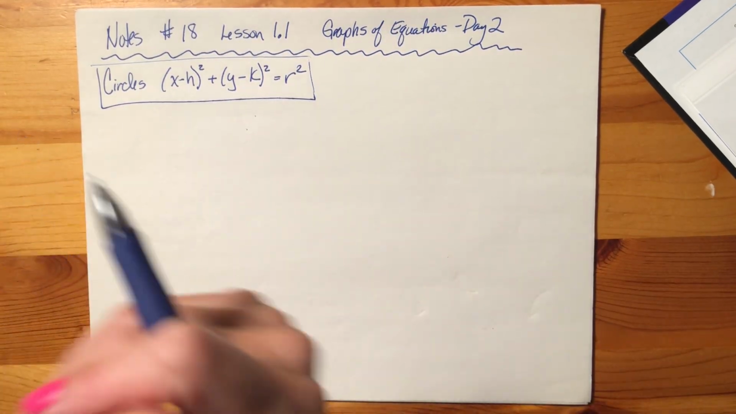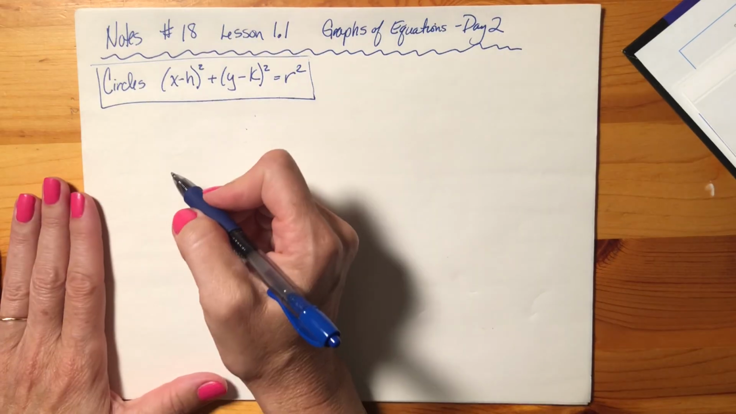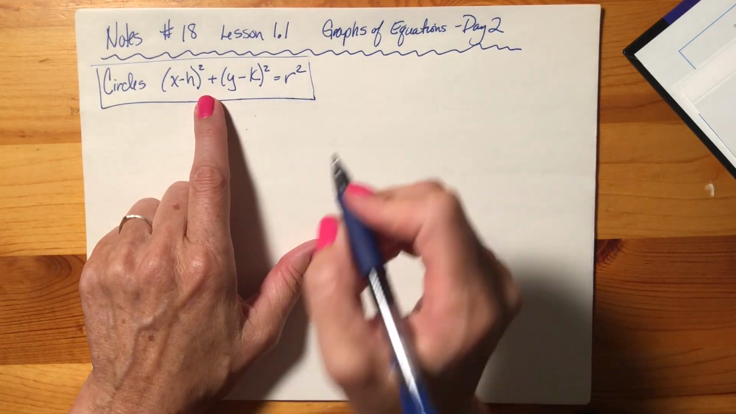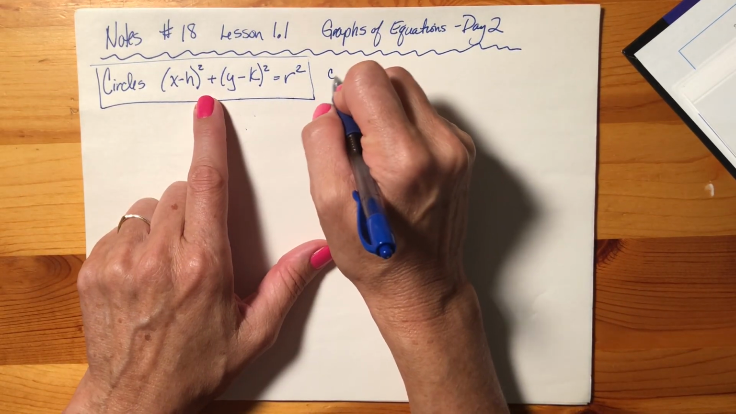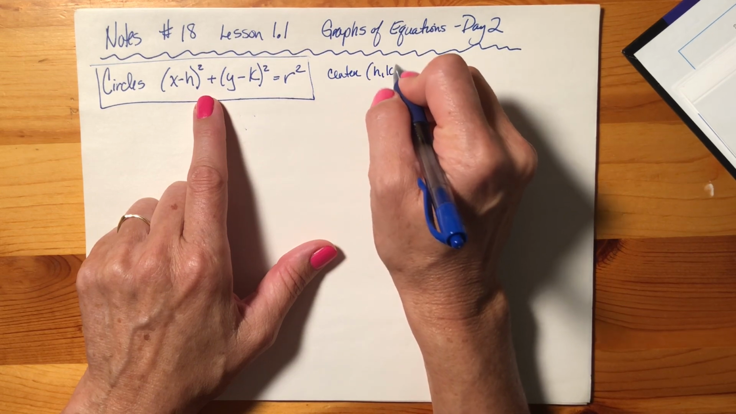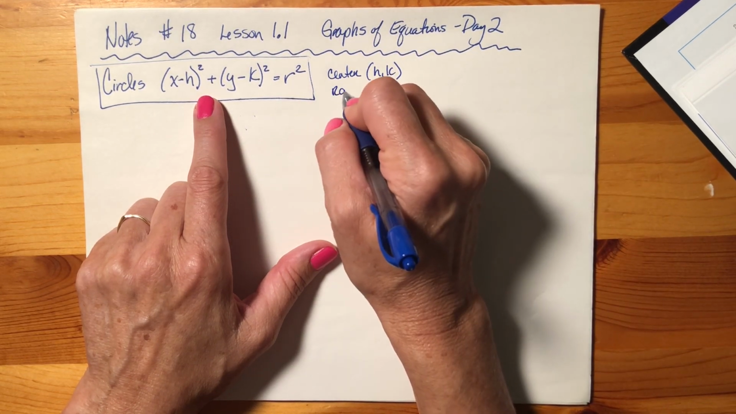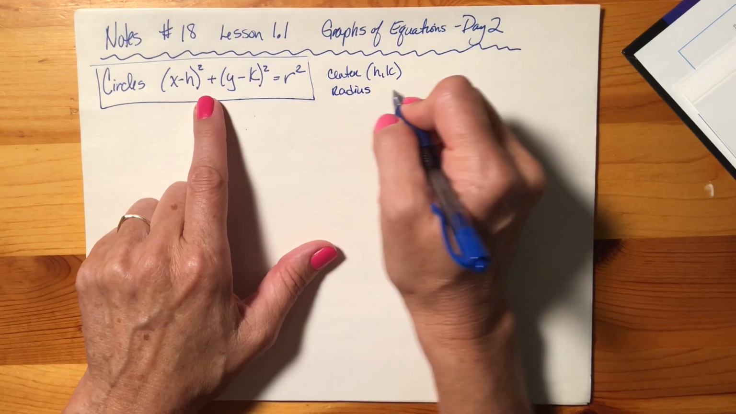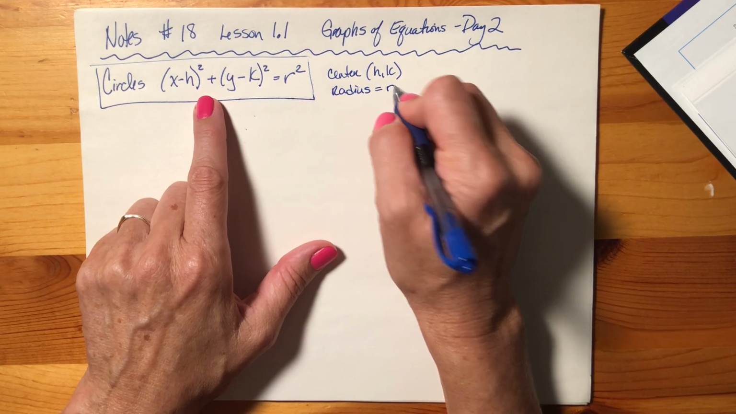So what I want you to think about is the important parts. I have to talk about the center of the circle. The center of the circle is (h, k), the coordinate (h, k), and my radius. I bet you know what the radius is. That's going to be r, okay?